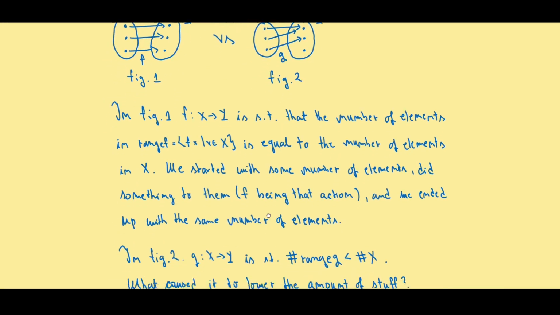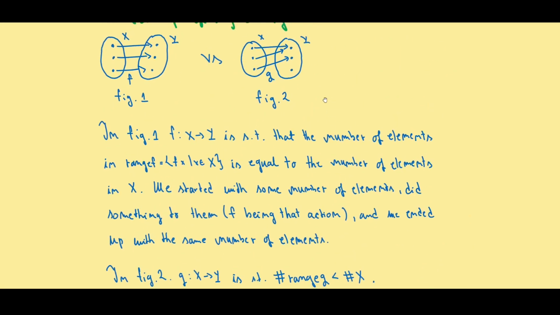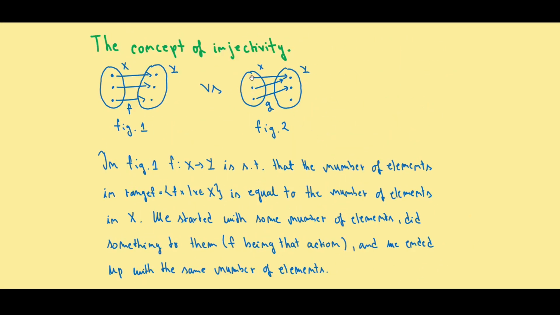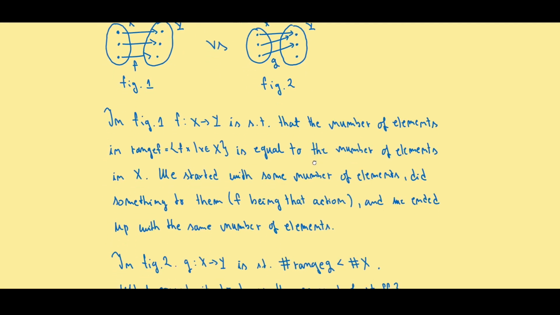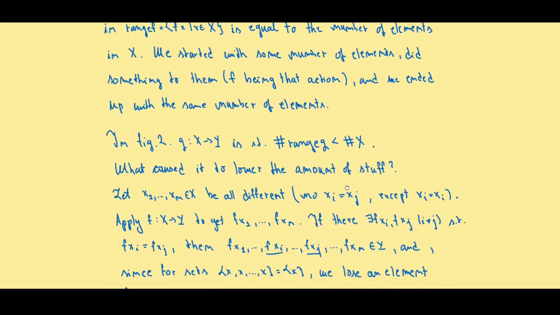So that's picture 1. Now in picture 2, q is a function such that the number of elements in the range of q is less than the number of elements in X. So we started with 3 over here, and we mapped them to these 2 points. So we have 3 over here, but the range only has these 2 points. So what caused it to lower the amount of stuff?